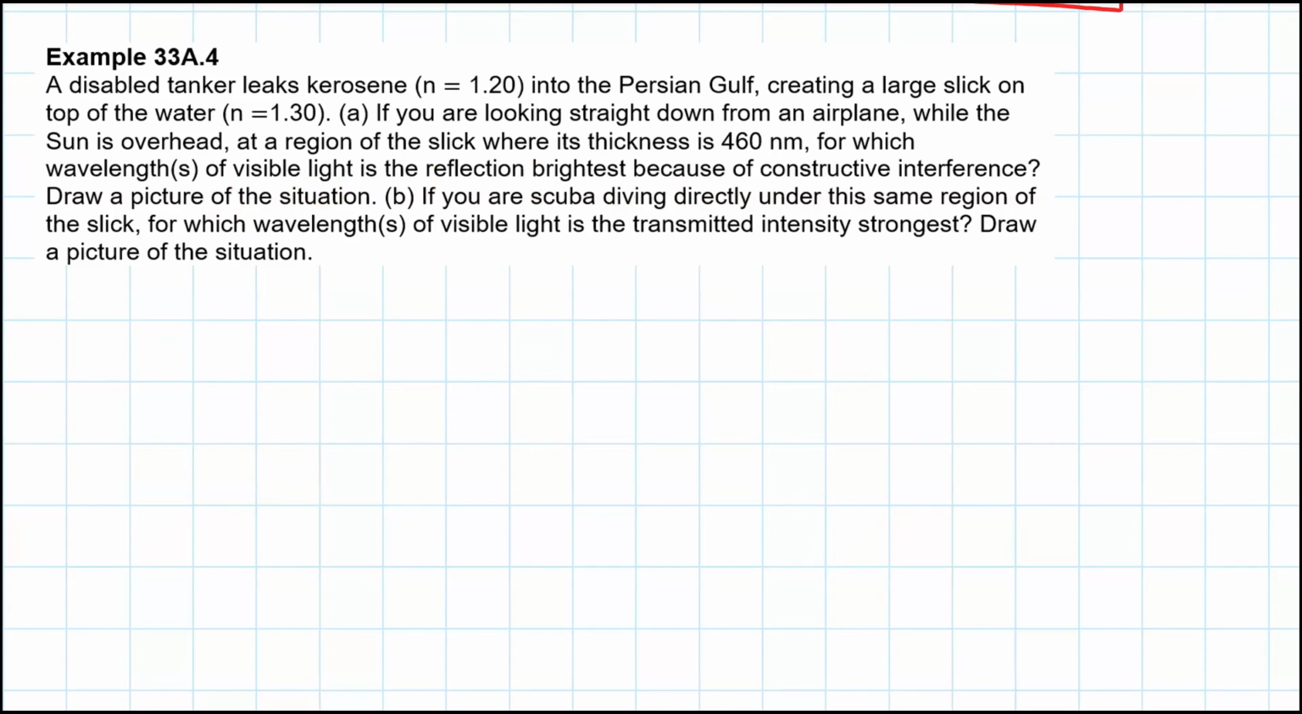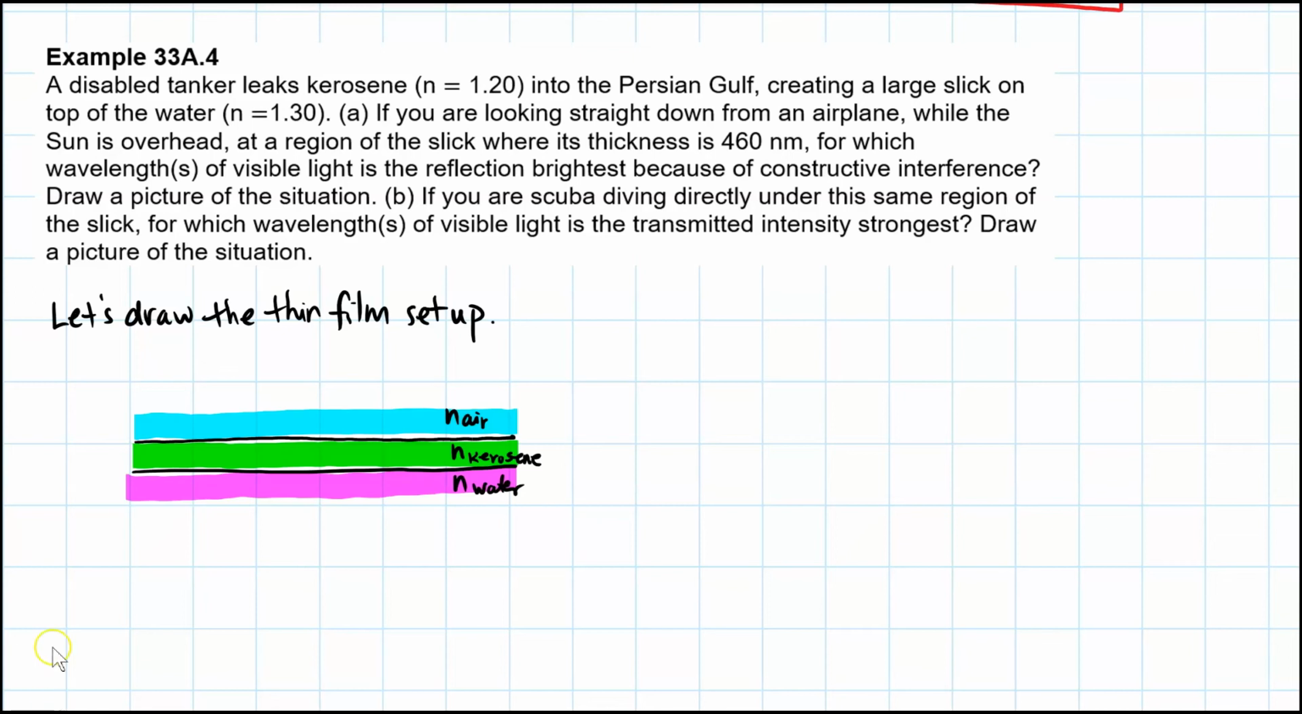B. If you're a scuba diver diving directly underneath the same region of the slick, for which wavelengths of visible light is the transmitted intensity strongest? Draw a picture of the situation. So the thin film has air, kerosene, and water, where the thin film is set up by the kerosene right here. They tell us that the thickness of the kerosene is 460 nanometers.